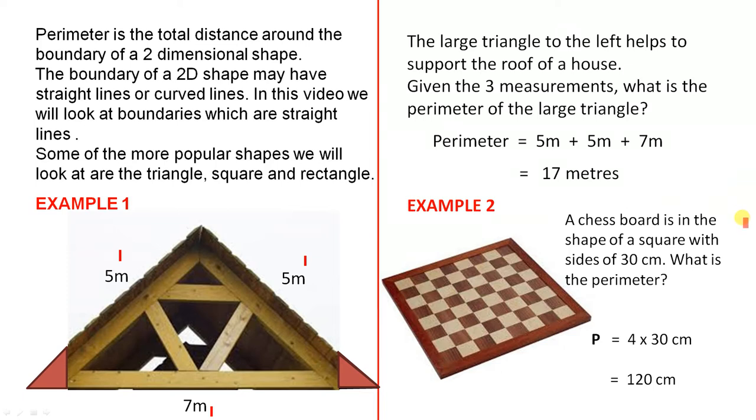Example 2. A chessboard is in the shape of a square with sides of 30 centimeters. What is the perimeter? If we let P stand for perimeter, then P equals 4 times 30 because it has 4 sides, and that's 120 centimeters.